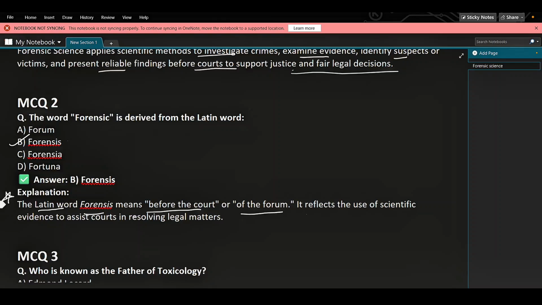So today's forensic science refers to the use of scientific knowledge to investigate crime and present evidence in court. So a quick memory trick here is forensics equals court. This is a frequently asked 1 mark question, so make sure you remember it. Let's continue to the next question.